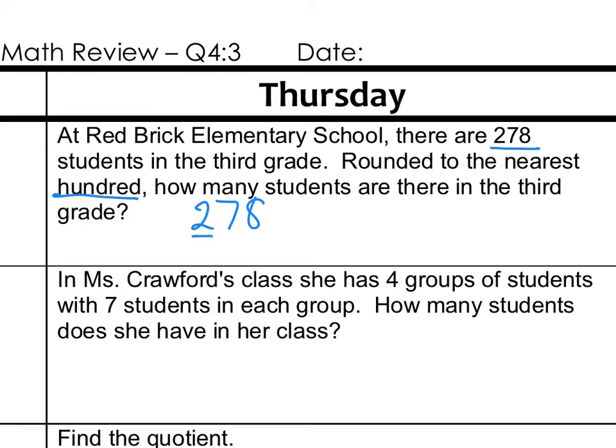So we're going to underline the hundreds place, circle the digit to the right. The 7 tells us to make the 2 round up to a 3. The circle here reminds us to make everything else zeros, and we would say there are about 300 students.